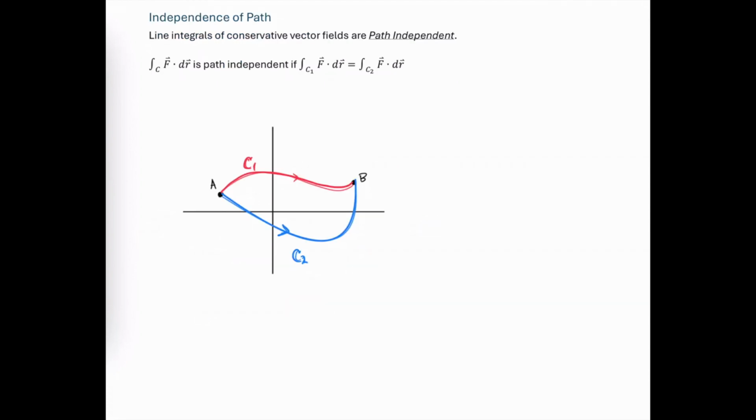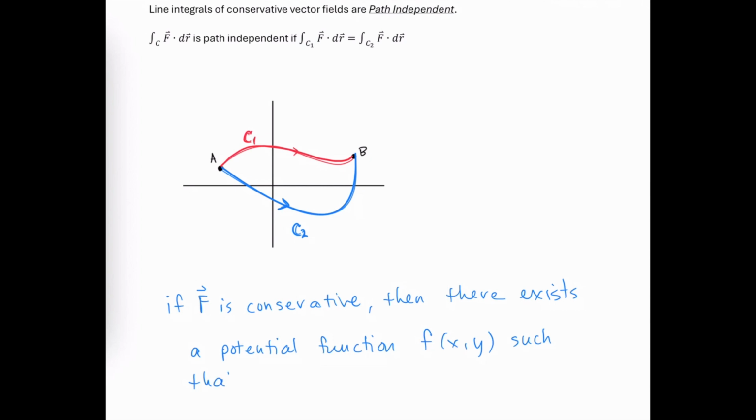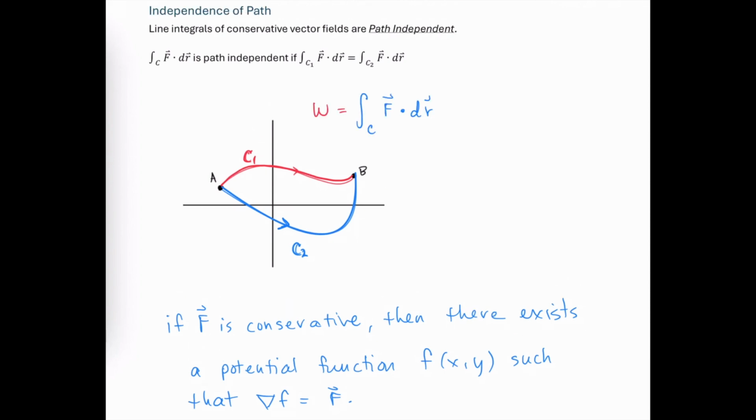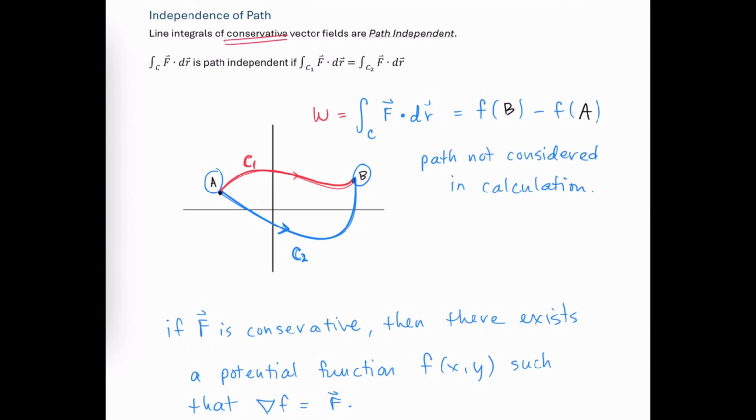To consider how this might be true, let's remember that a conservative vector field will have a potential function f(x, y) such that the gradient of that potential function is equal to the vector field. And by the fundamental theorem of line integrals, we saw that this work could be calculated by plugging the terminal point and the initial point into that potential function. And that terminal point and initial point are the same no matter what path we choose. The path was not considered in the calculation. And so if we have a conservative vector field where the fundamental theorem of line integrals can be applied, then the work done is considered to be path independent. The work done moving along path C1 is the same as the work done moving along path C2.